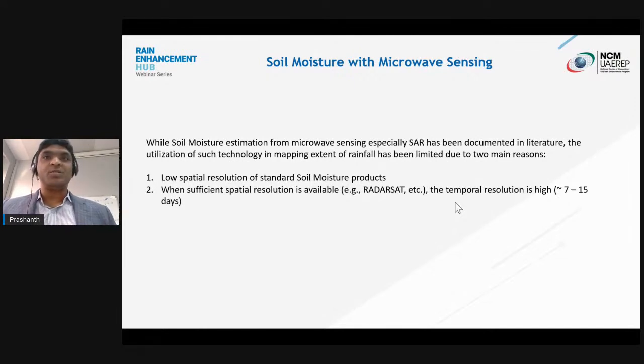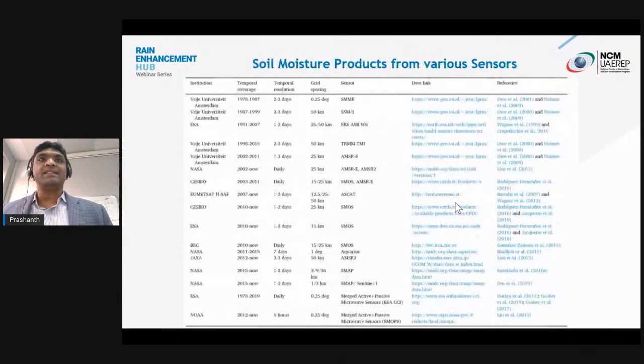But there's huge potential with respect to the science that is already documented in terms of measuring soil moisture with very high accuracy. These are some of the products that are already available. As you can see, focus on the grid spacing here. Most of them, you're talking about degrees or kilometers. These are mostly coming from passive sensors on board, and the active sensor based detection basically has low temporal resolution as well.